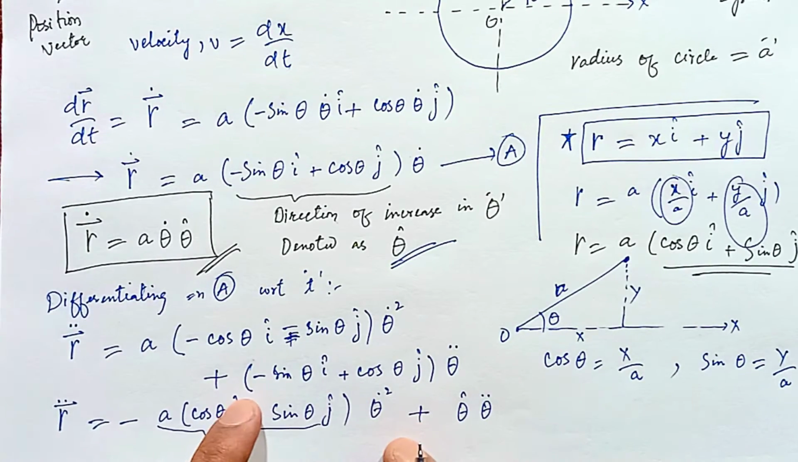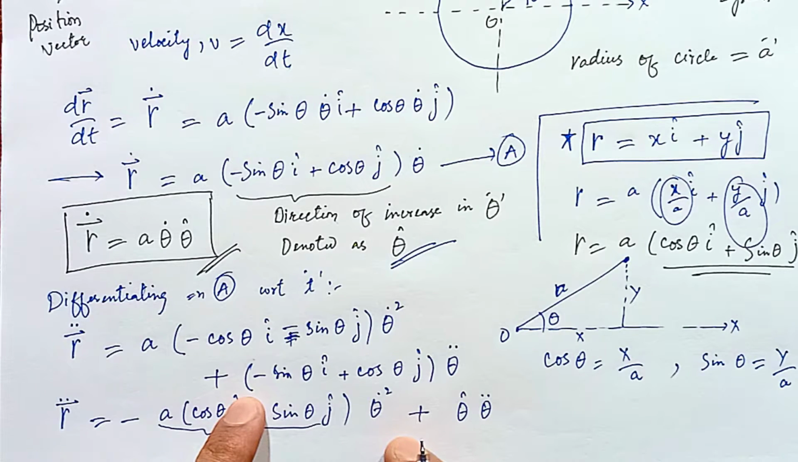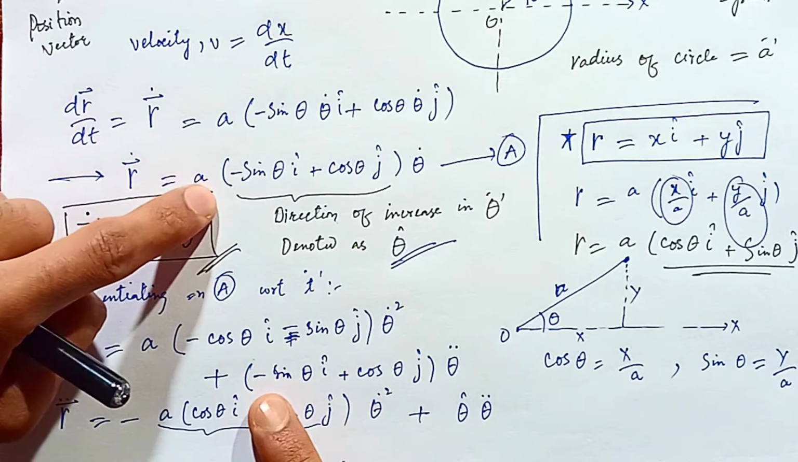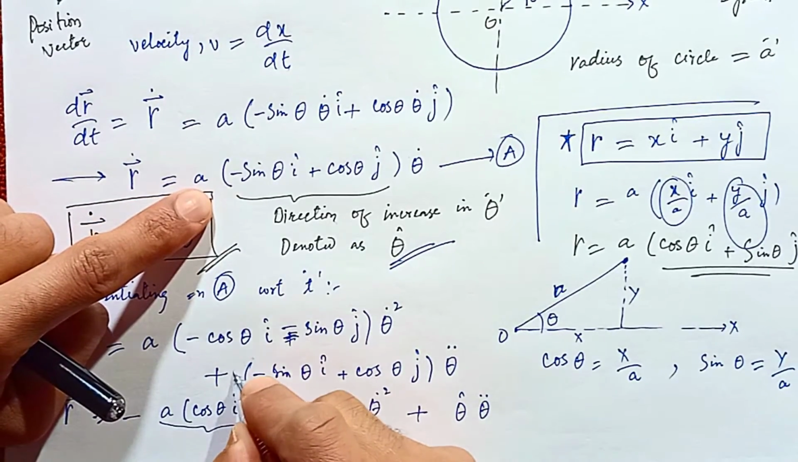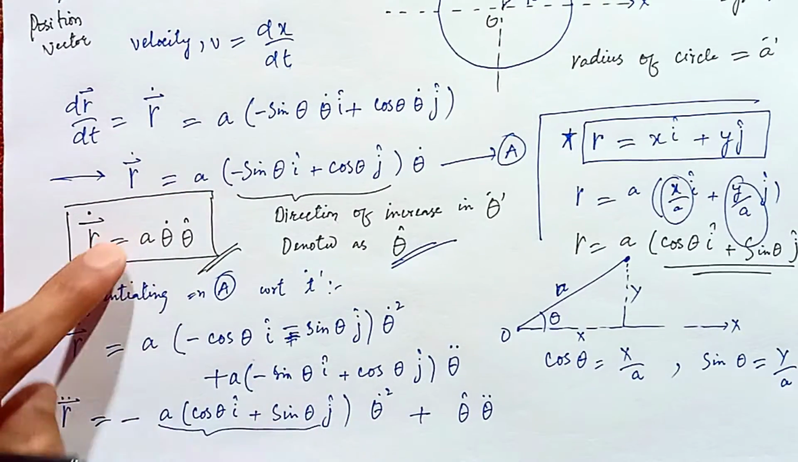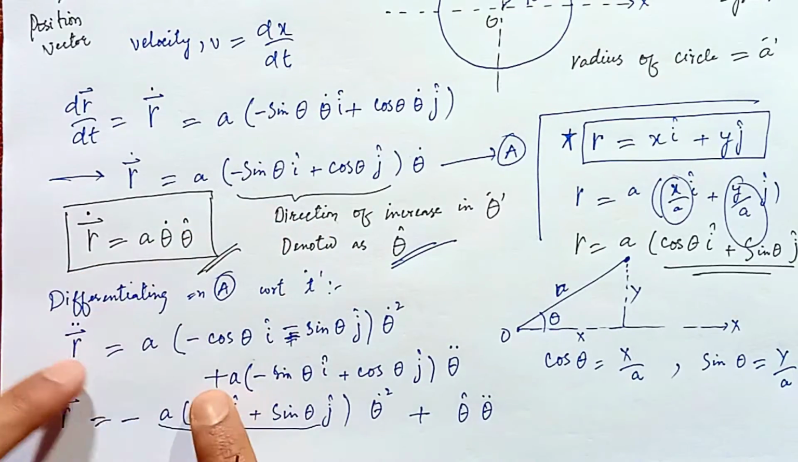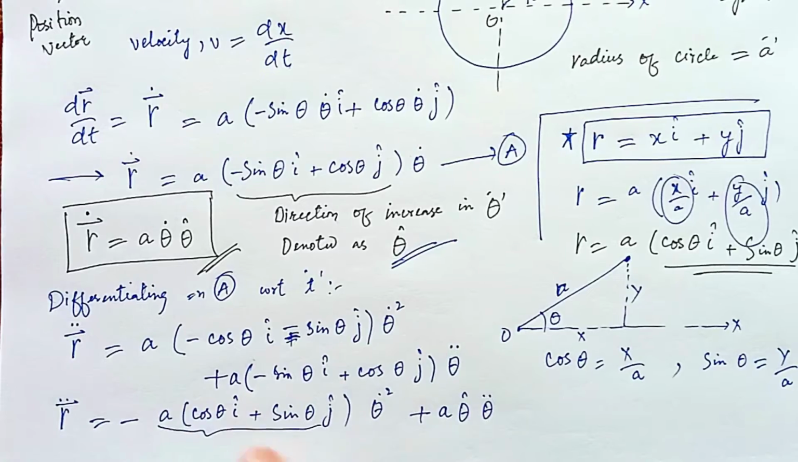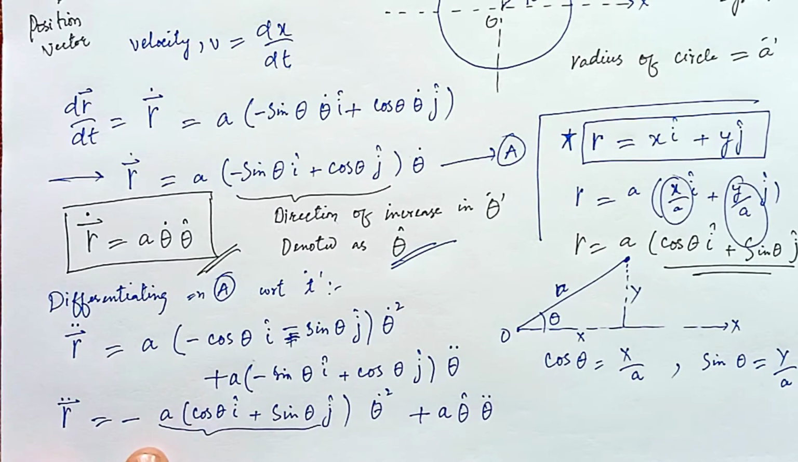Okay, and I'm missing something here. Sorry, I have double differentiated with this, but I have missed here. It is a here also, because a is constant in both the cases. Fine, so it is a here. Hope you are getting my point.